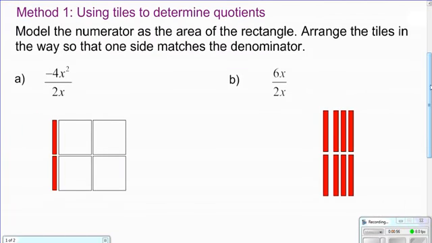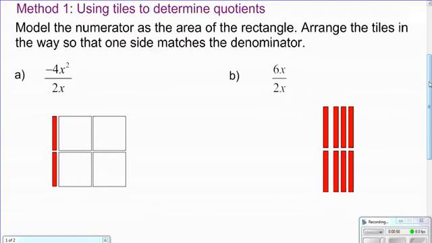Okay, so getting into dividing monomials. Again, we only have monomials, so there's only single terms, and they're going to be divided. And so I still want us thinking of two different methods. So the first method is using tiles, and again, we're using the area model.